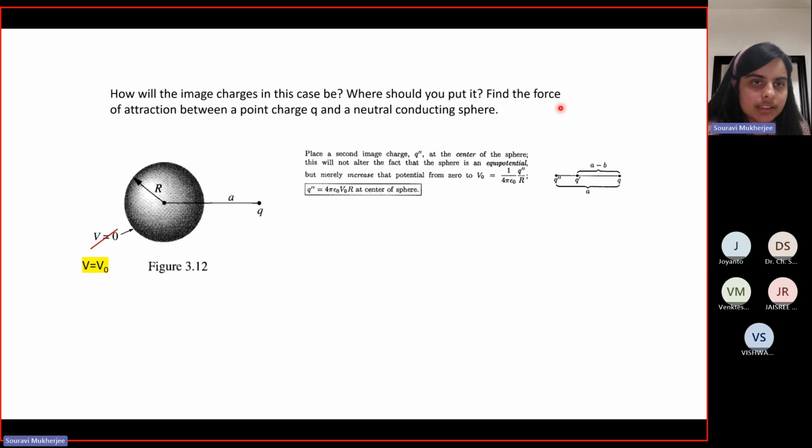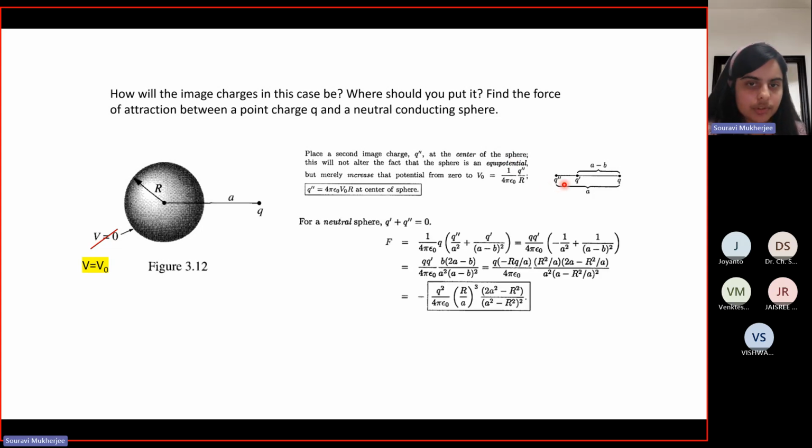Now the next part says, find the force of attraction between a point charge Q and a neutral conducting sphere. Because it is said that the conducting sphere is neutral, that means the summation of these charges should go to 0, right? So you have to impose that condition. So Q prime plus Q double prime goes to 0. Now with this condition, you know how to find the force, right? Direct Coulomb's law. Okay. So this shows how simplified things become when you use image charges, right?